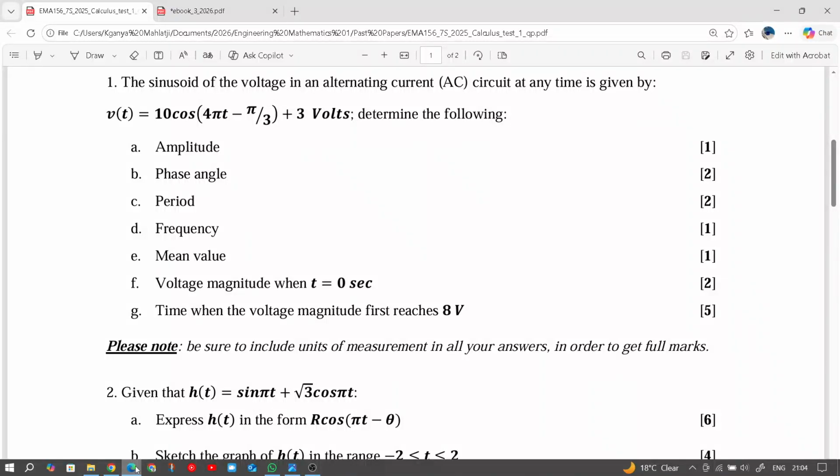Okay, hi guys, let's solve this paper together. It's an engineering mathematics 1 paper. The sinusoid of the voltage in an alternating current AC circuit at any time is given by this function f of t, in volts. Determine the following.